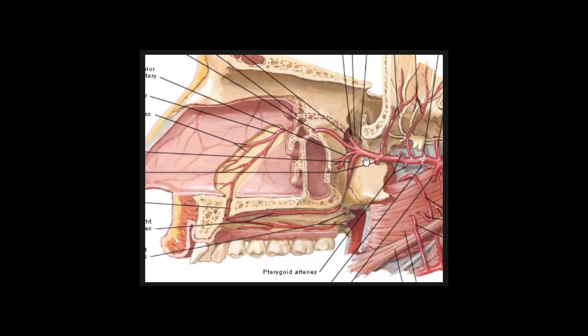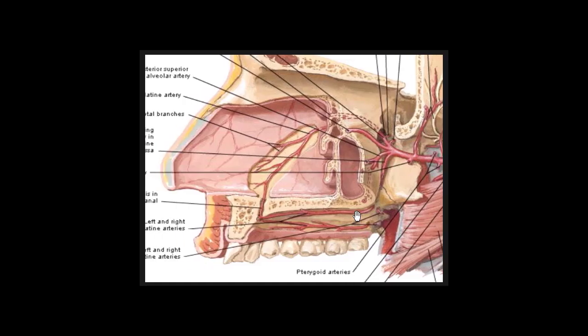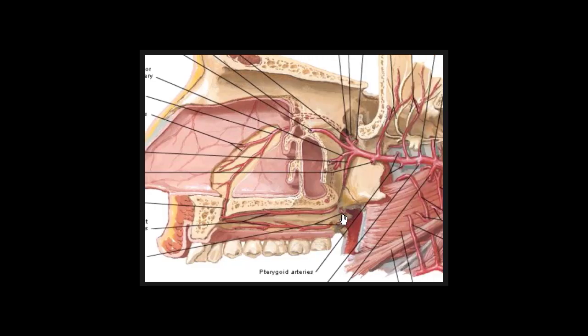Another branch of the third part is descending palatine artery that divides into two branches, greater palatine artery and lesser palatine artery. Greater palatine artery supplies roof of the mouth or hard palate, and finally goes to the incisive canal. Lesser palatine artery supplies soft palate and palatine tonsil.